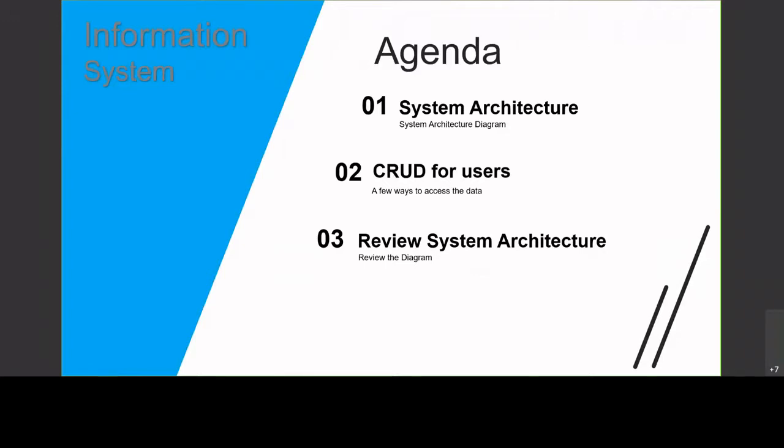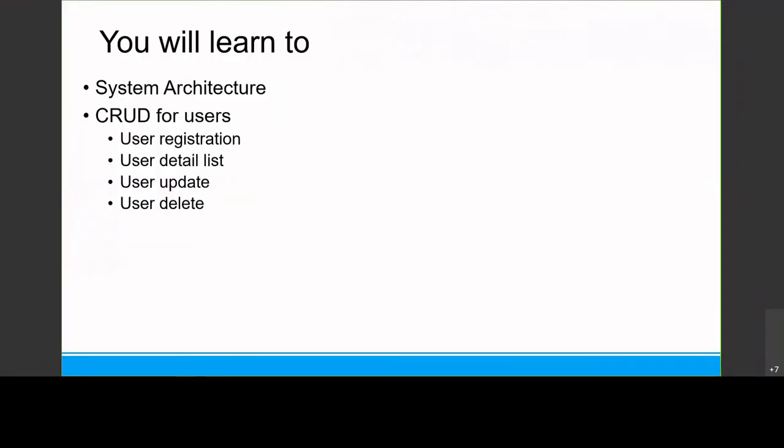And after you do the CRUD, okay, I will just make it simple CRUD, and then we will review the system architecture that we built in this section. So this section will deal with the system architecture, and then you will learn how to do the user registration. In this case, we just want to put the user into the database, and we make our own system. Okay. And the user detail list we want to show on the web, and then we want to update and we want to delete.